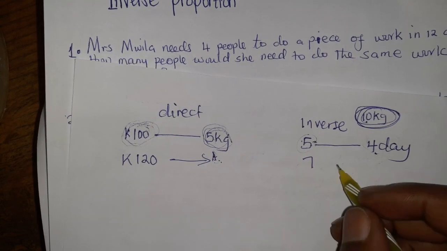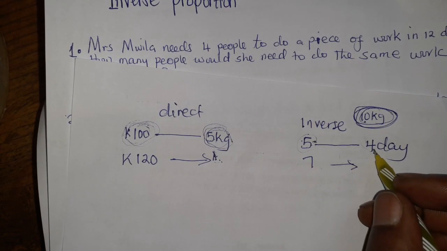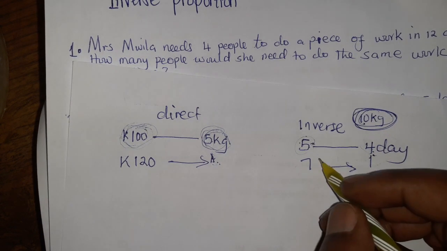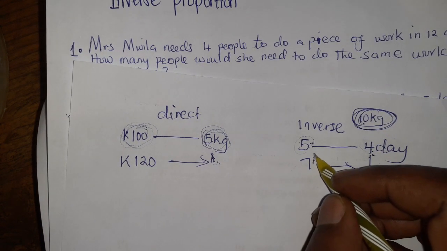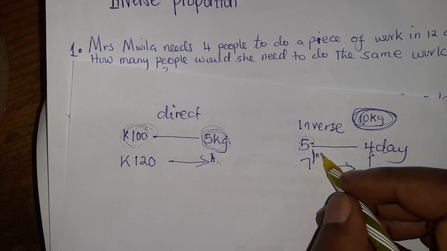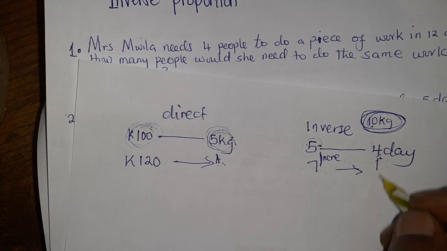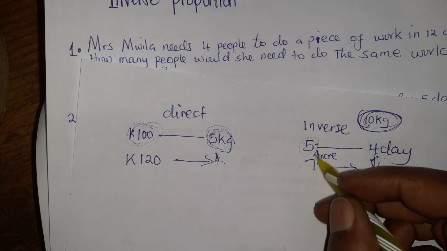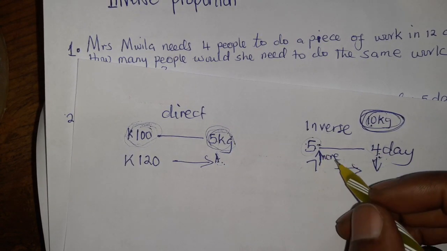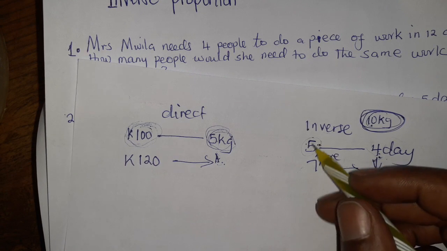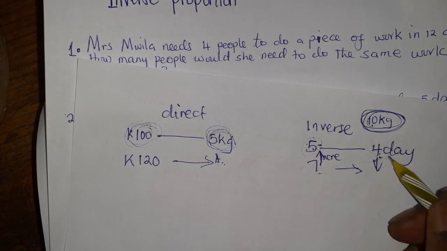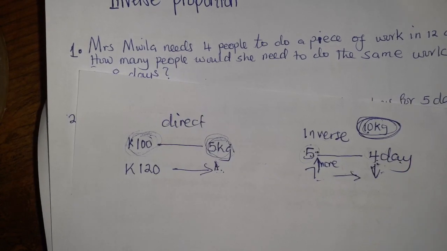Now, if we increase the number of people from 5 to 7, what will happen to the number of days here? The number of days will definitely reduce. This side there's an increase, isn't it? But this side will be a reduction. That's what we mean by the inverse. This side it will come down, this side go up. When one part increases, the other one goes down. If the number of people reduces, then the number of days will increase. So that is an inverse.